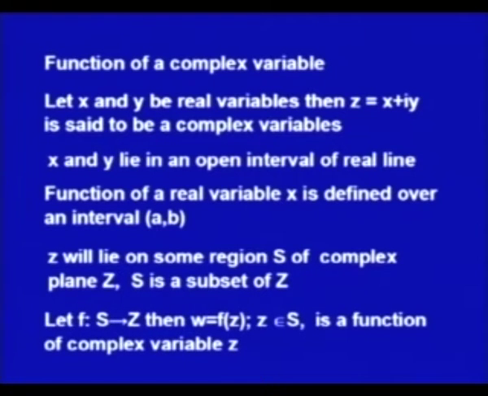Now we are in a position to define the function f of a complex variable such that it takes values on the set S and will map to the complex plane z. Then w is a function of z, where z belongs to the set S. In such a situation we say that f is a function of complex variable z.